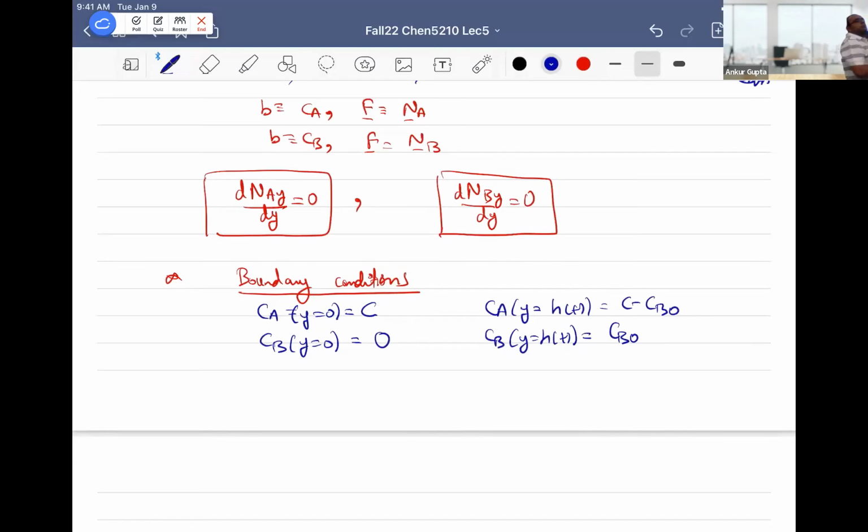Right? I have two boundary conditions, and can I just solve the problem, or do I not have enough information? So now this becomes dNAy/dy equal to 0, and this becomes dNBy/dy equal to 0. This is what my governing equations are, right? I can integrate that: NAy is constant, NBy is constant, and I have two boundary conditions. So should I do this problem?